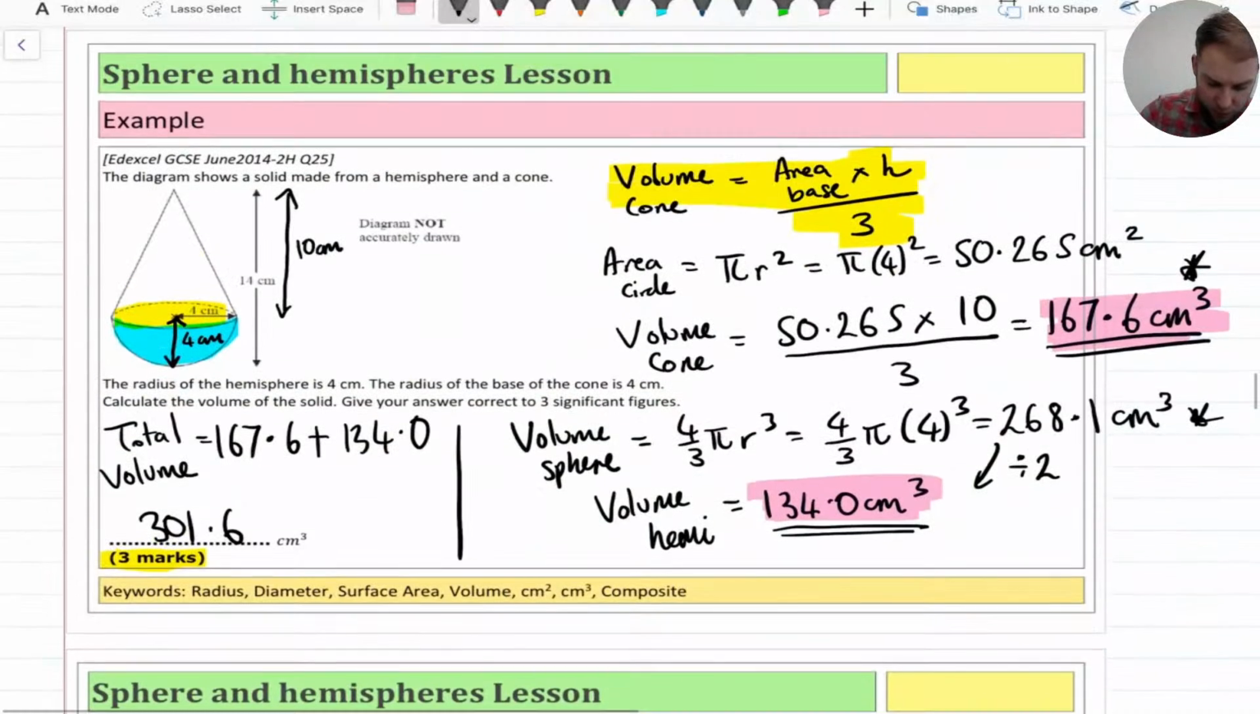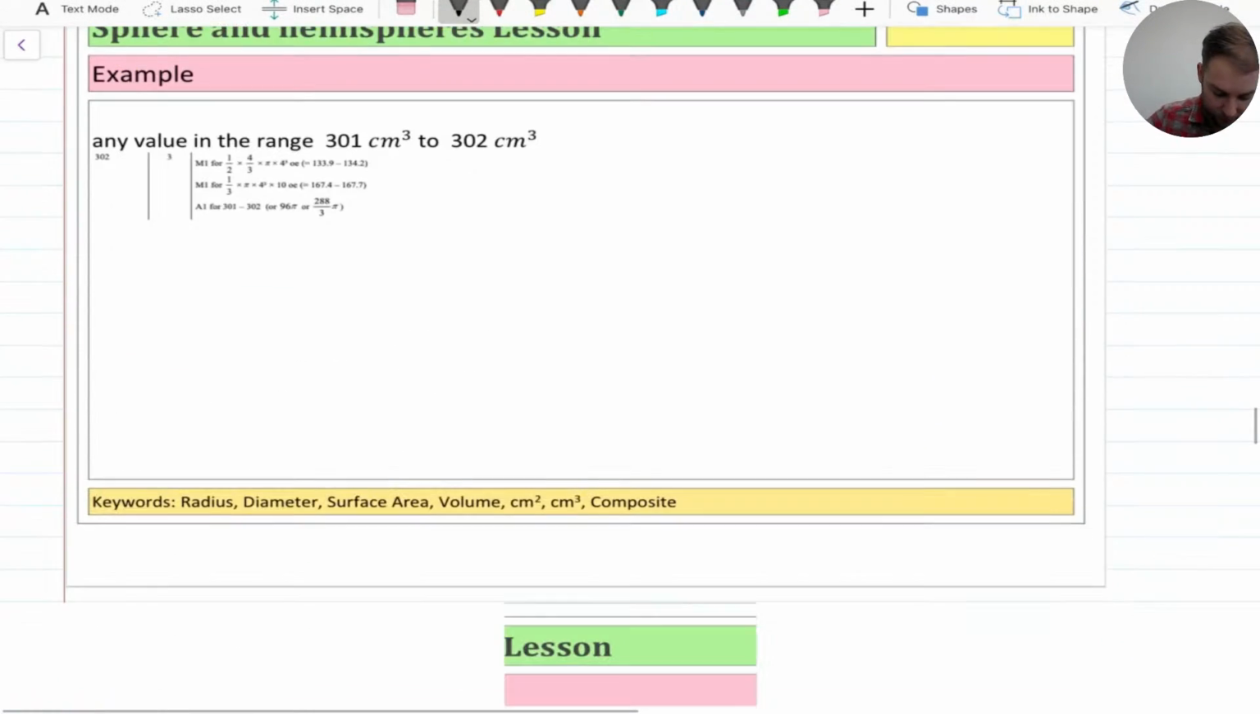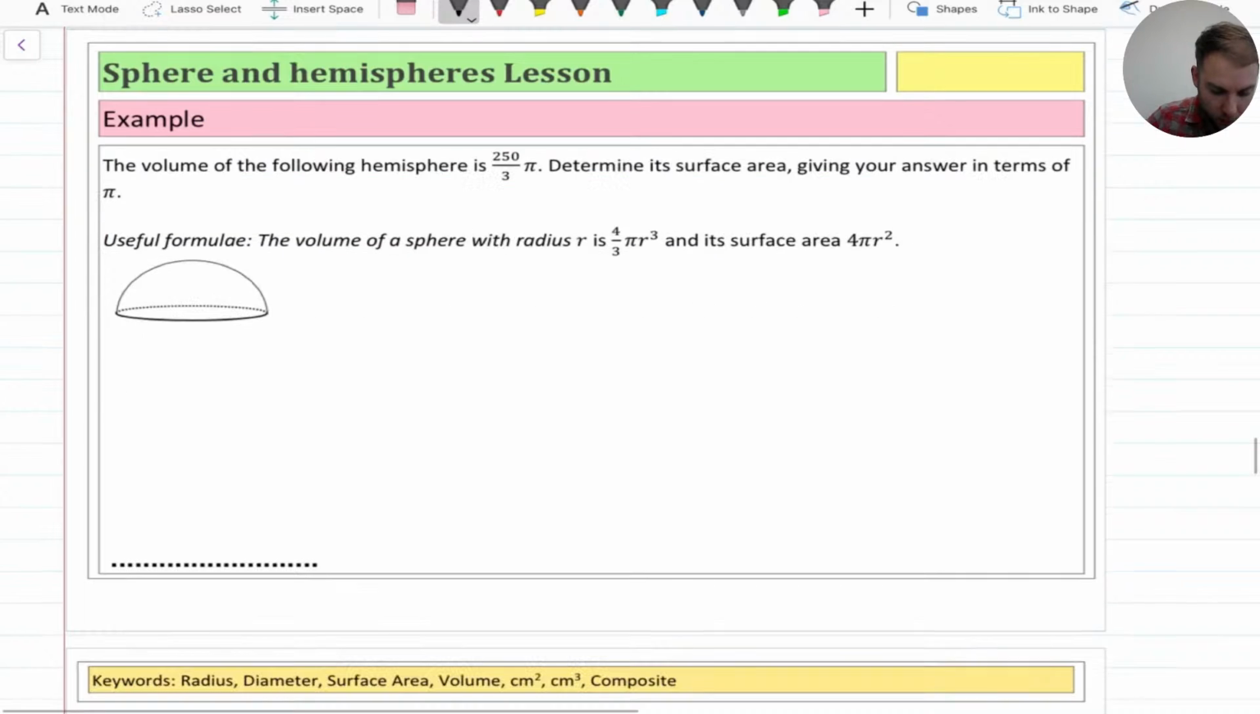So, this is where we were up to last time, where we looked at the volume of the cone on the top and then the volume of the hemisphere. We knew you had to find the volume of the cone at the top and then the volume of the hemisphere and then add those two together, which was these two pink parts. Brilliant. So, this is our next one.